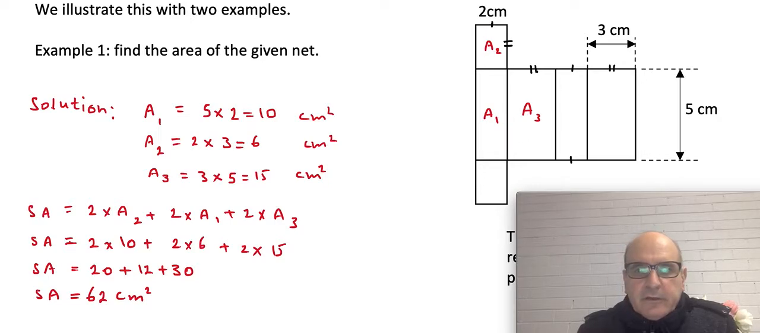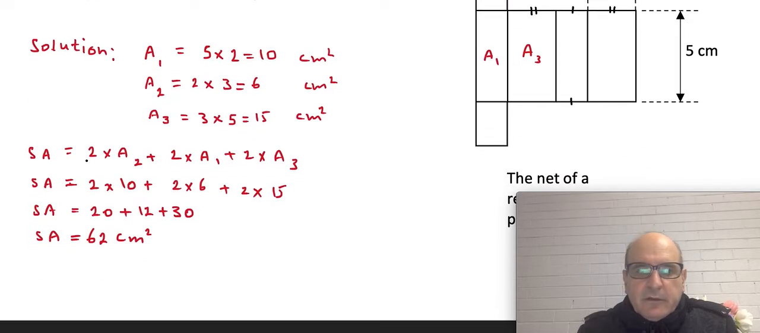And area 3 is this side, which is 5, times this side, which is 3. 3 times 5 or 5 times 3 is 15. 15 square centimeters. Now, I've got all different areas. I've got to double them because there are 2 of this one and this one. There are 2 of this one and this one. And there are 2 of this face and this face.